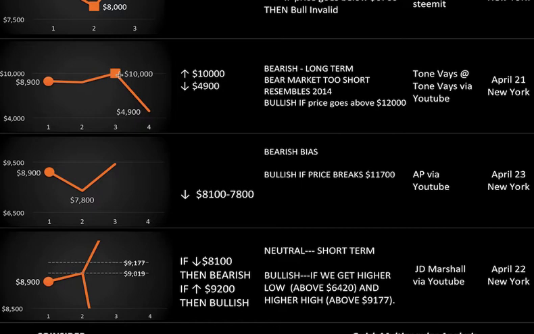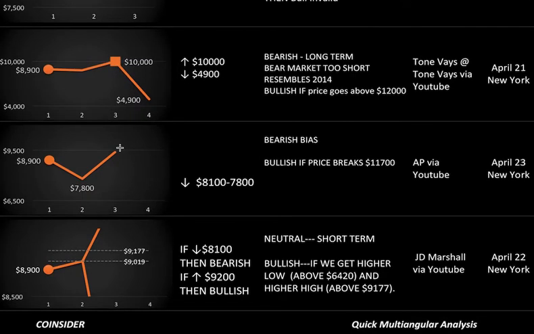And we have AP, great analyst. He sees us pulling back to 8,100 to 7,800 for a retracement. He's an Elliott wave technician, and from there we could be entering into another bullish move going upwards.